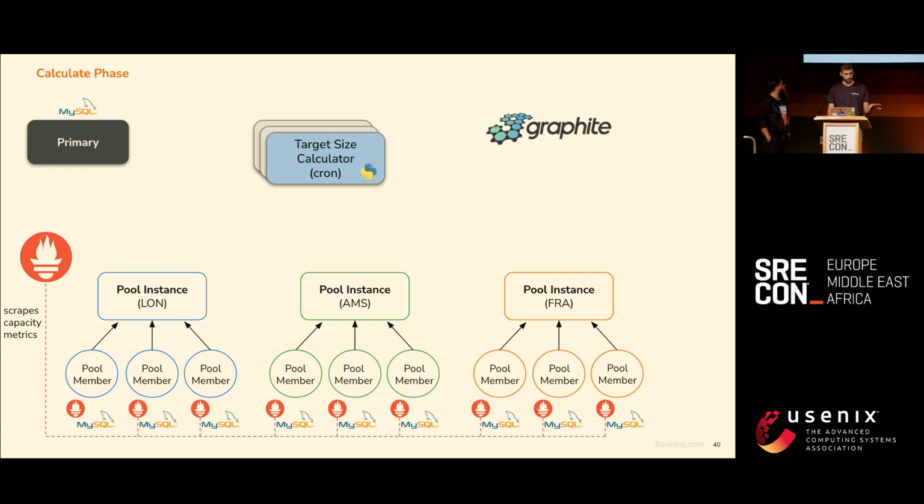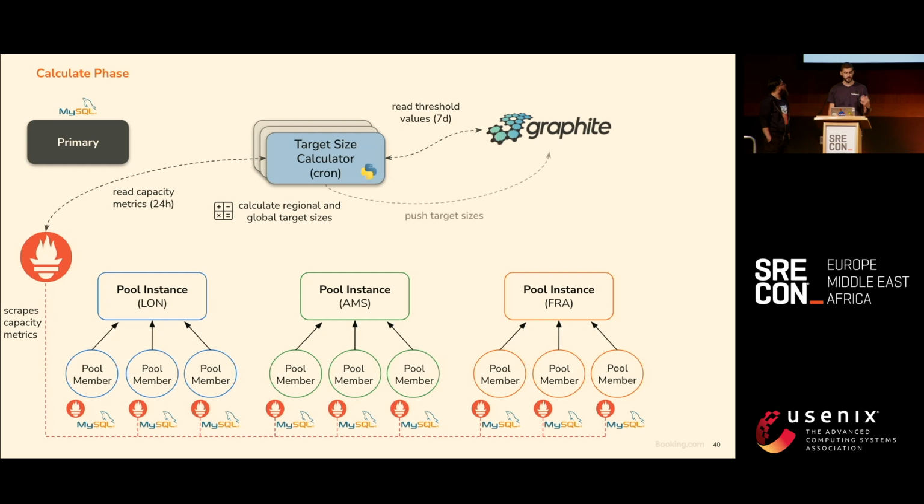Then we enter the calculate phase we talked about before. So we spawn a cron job. The cron job reads the P90 values for the past day from Prometheus, and also calculates the median of the threshold values over the past week from Graphite. It does this heuristic about regional and global target sizes, and finally pushes back the new desired state to Graphite.